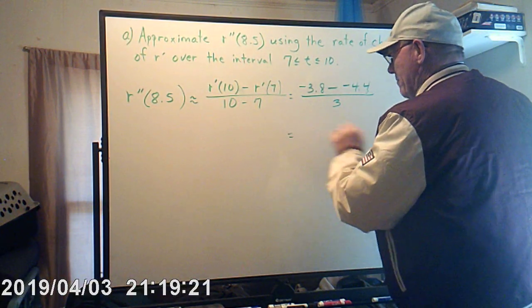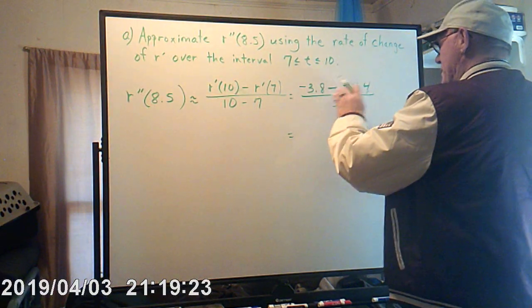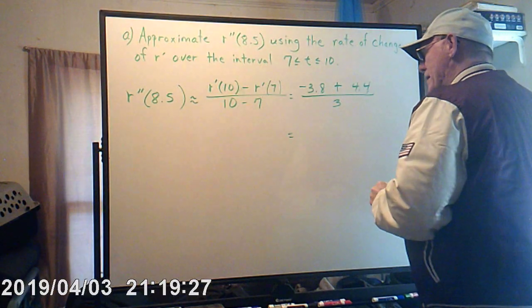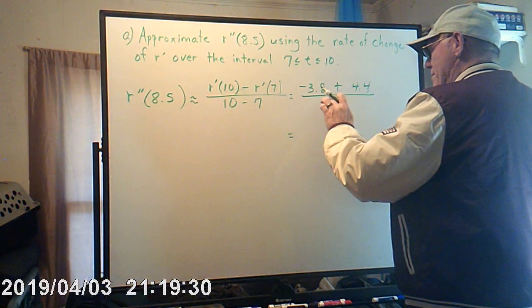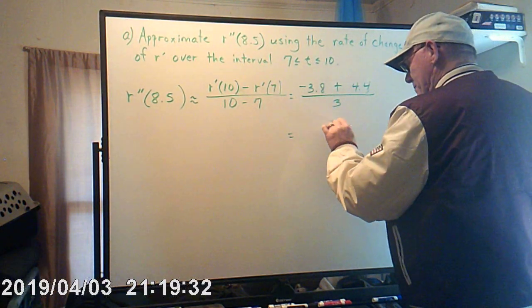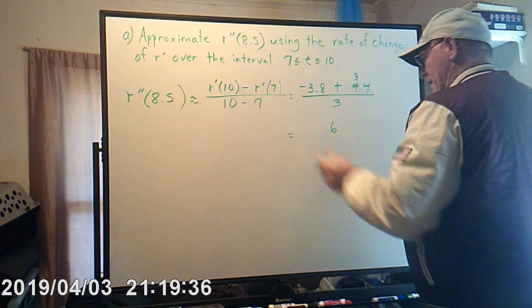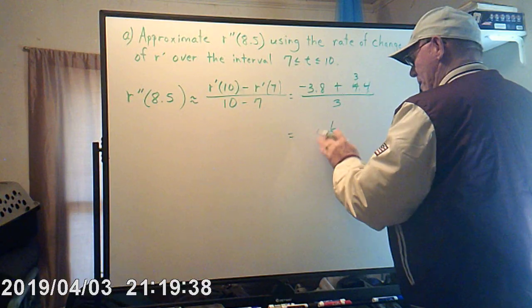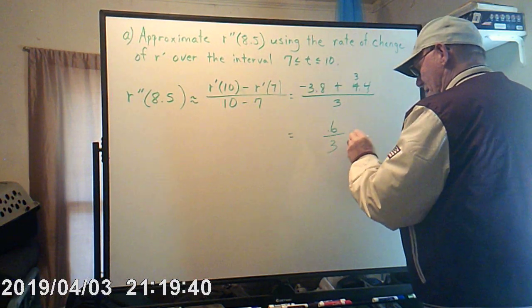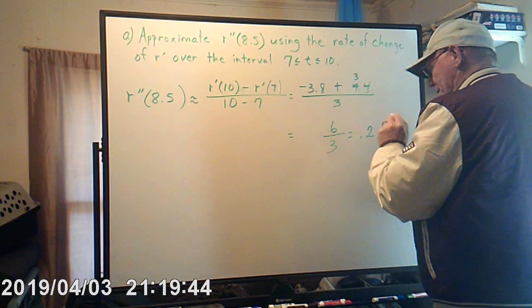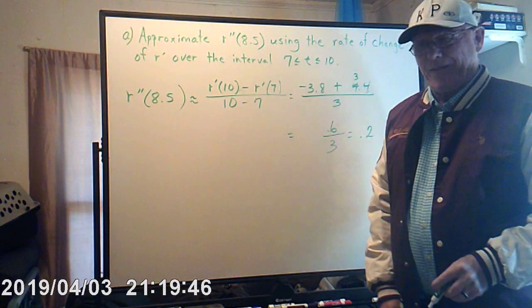And then this is equal to, minus a negative is a plus, so 4.4 minus 3.8 is 0.6. And that's going to be a positive 0.6 over 3, which is 0.2. Now we can't just leave it like that.